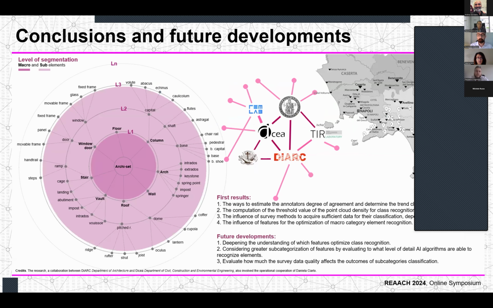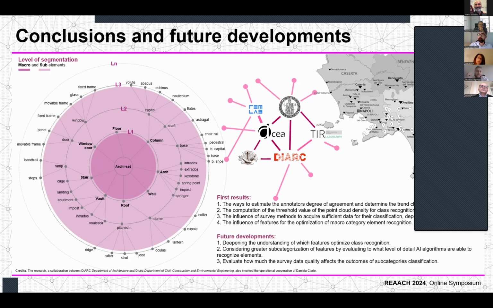Giuseppe, only a few words in conclusion to highlight the results and questions about how to manage and use point clouds to achieve good outcomes in terms of feature recognition with AI. So I like that several issues are still open. Issues that need to be solved, such as to deepen which features are able to optimize a best recognition, depending also on the detail achievable.